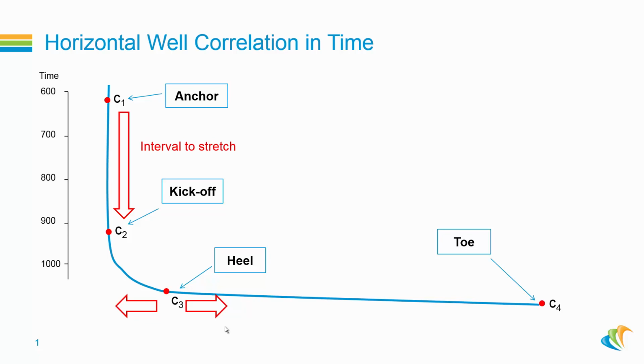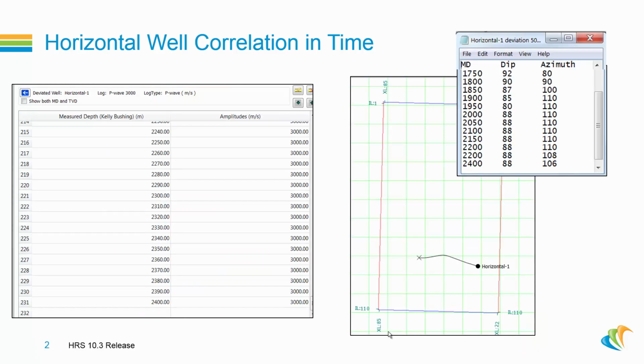adjusted by the user up or down and measured depth. The purpose of this is to preserve the shape of the curved section. And finally, under user control, the toe can be adjusted up or down.